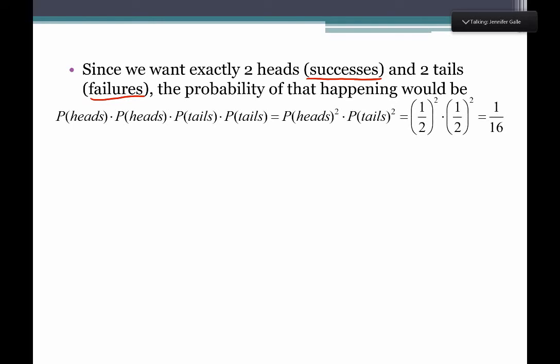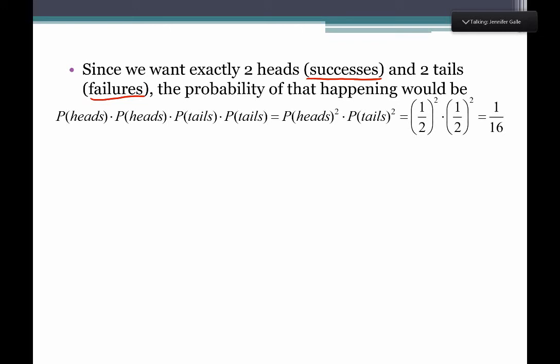Well, if we actually made a tree for this and we stop and think about it, there's going to be 16 outcomes. So we're tossing the coin 4 times. So it's going to be 2 outcomes on the first toss, 2 on the second, 2 on the third, 2 on the fourth. Multiply all those 2s, we're going to get 16 total outcomes.